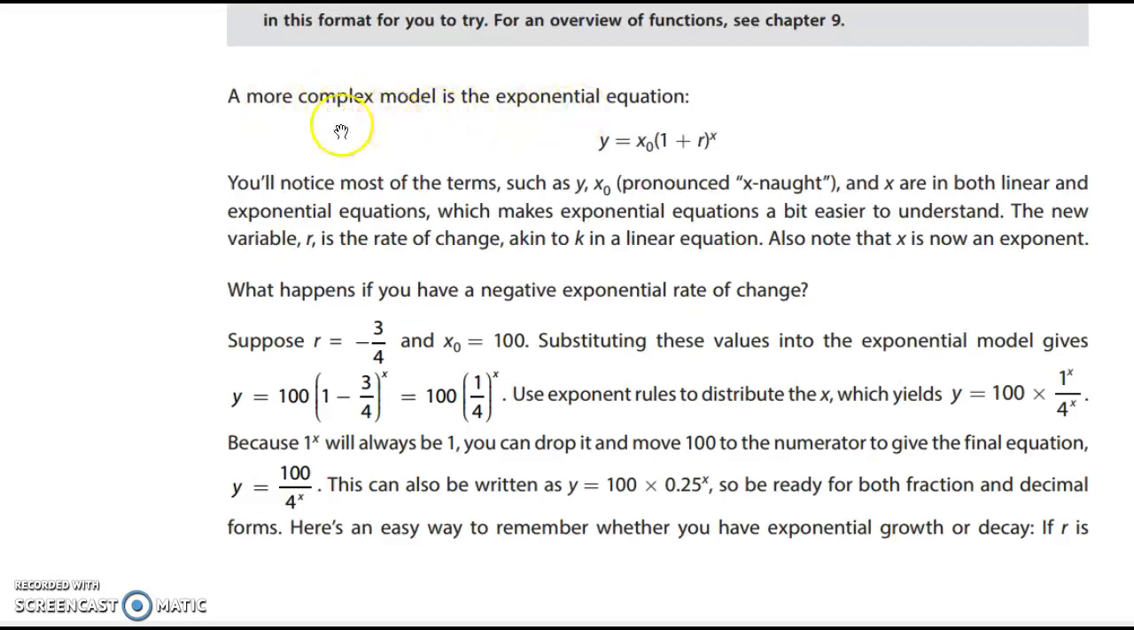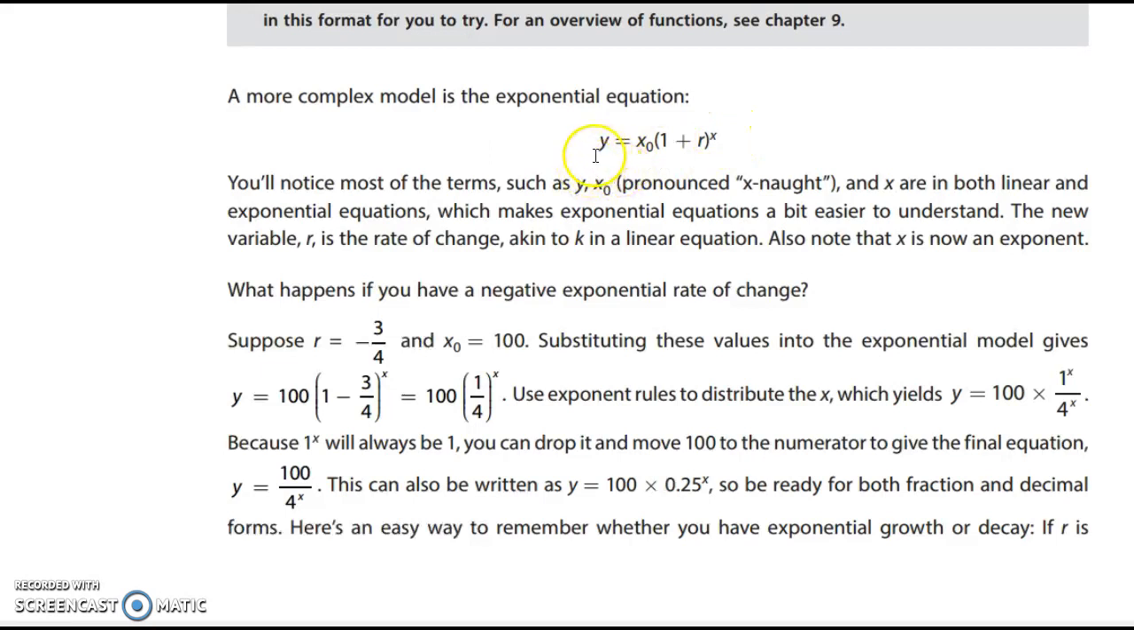The exponential equation, where we have y equals x sub 0 times (1 plus r) raised to the x power. Let's break this down. This means our result is equal to what we started with, which is the x sub 0, or x naught, as your textbook will say, times whatever our rate is, which is written as the parentheses 1 plus r, raised to the exponent of however many times we are dealing with something.